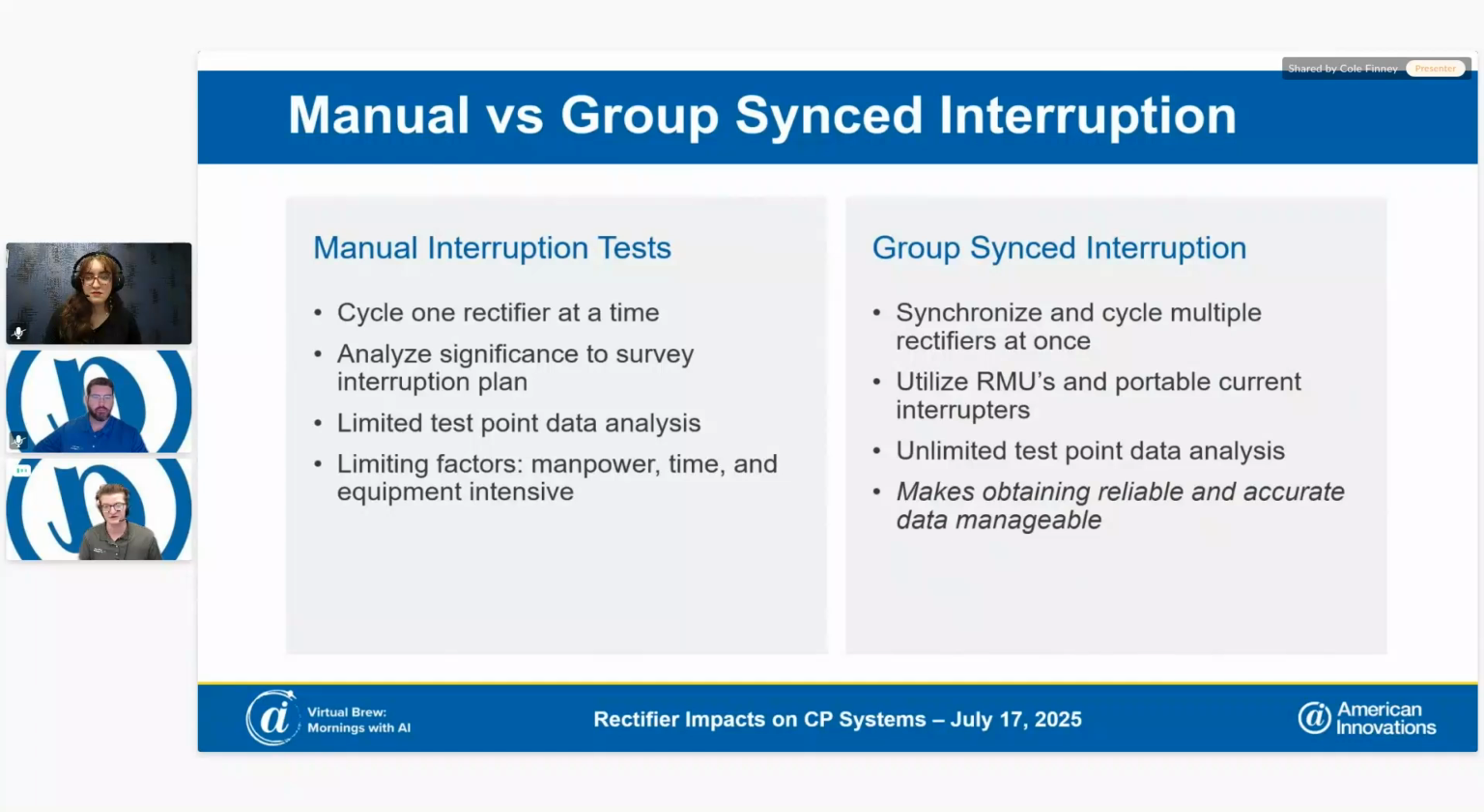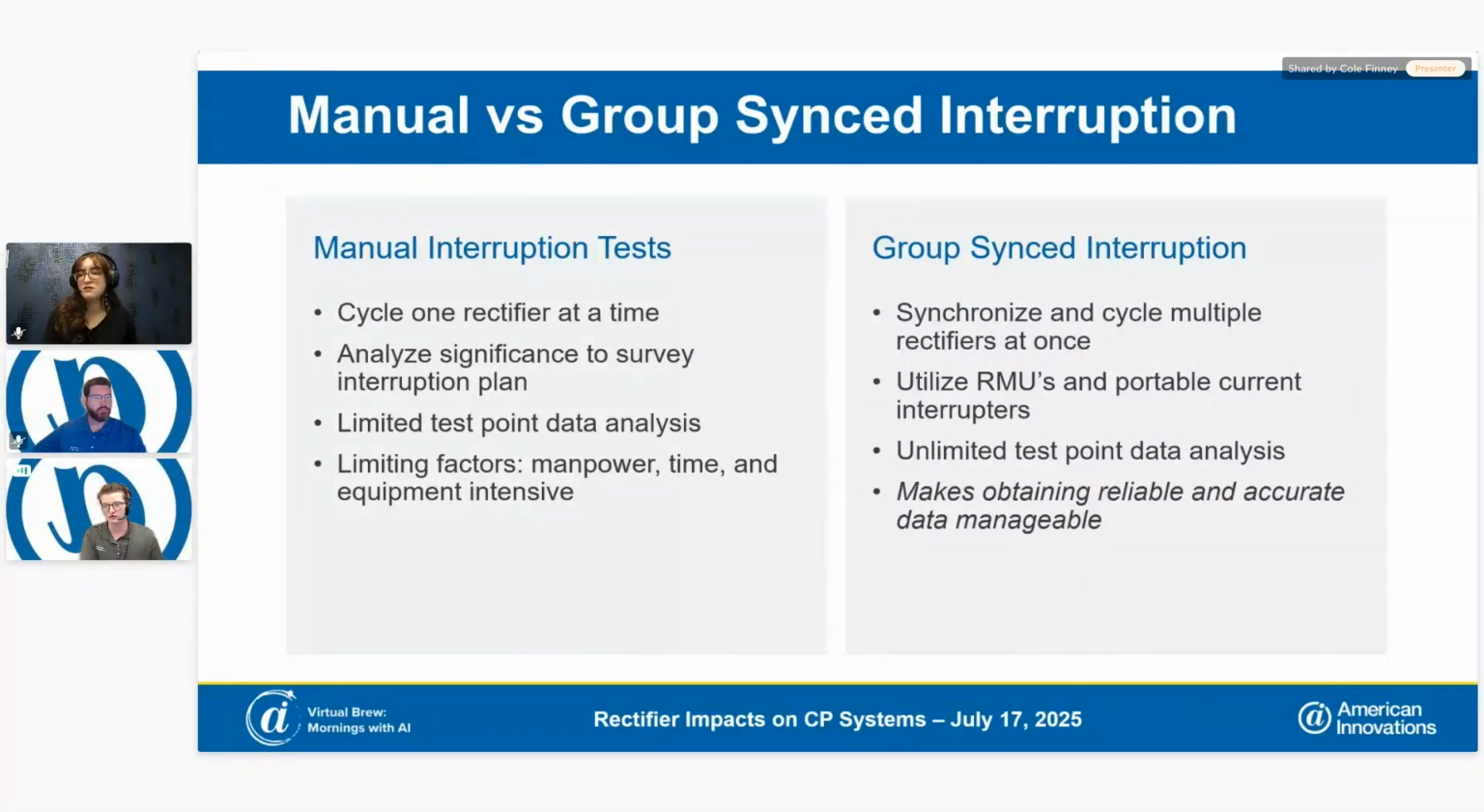So this is where your best tool is a walkie-talkie or a cell phone, and you're at one rectifier cycling it at the cycle that you want it to be cycled at manually, and you have another technician at a test station looking at his measurements, trying to understand where the interference may be. That's probably not nearly as common anymore, especially in this day and age with Micromaxes, Bullhorns, and other tools being so common and available. But group synced interruption is definitely the way to go.